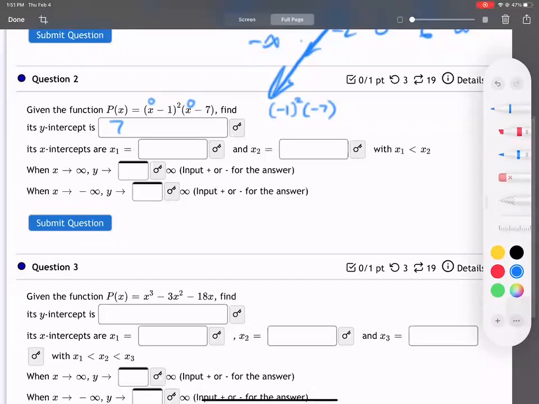Okay, what are the roots? What are the x-intercepts? That's going to be 1 and 7. Careful, they want us to write small to larger. That's 1 first and then 7. Okay, looking at these graphs at 1 and 7.